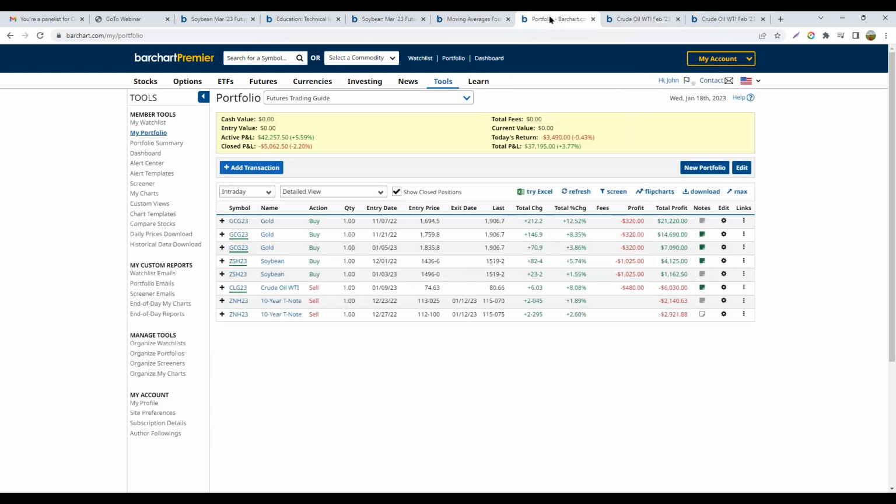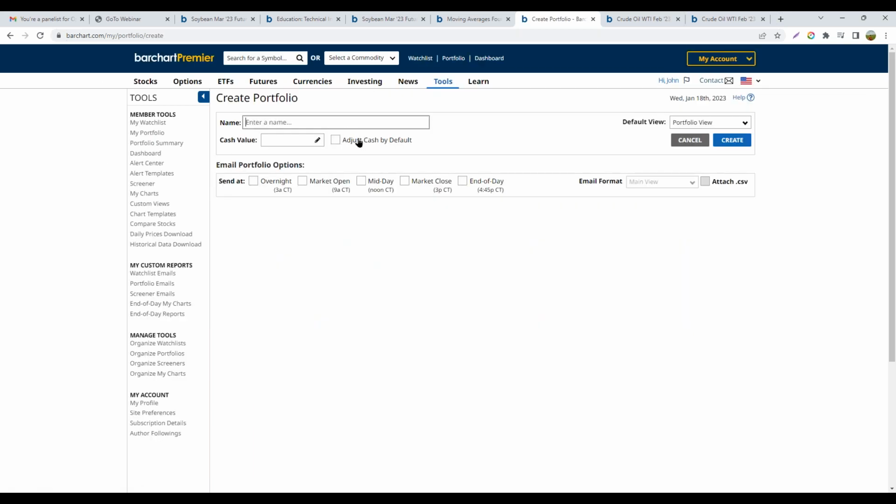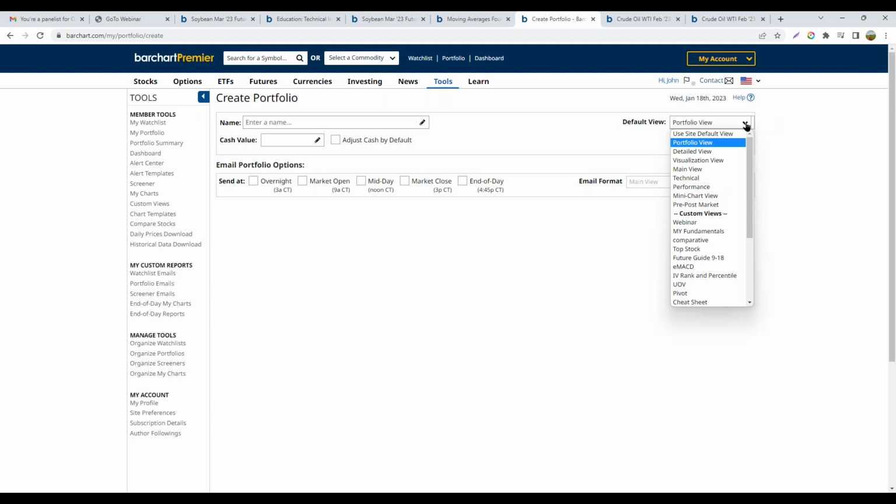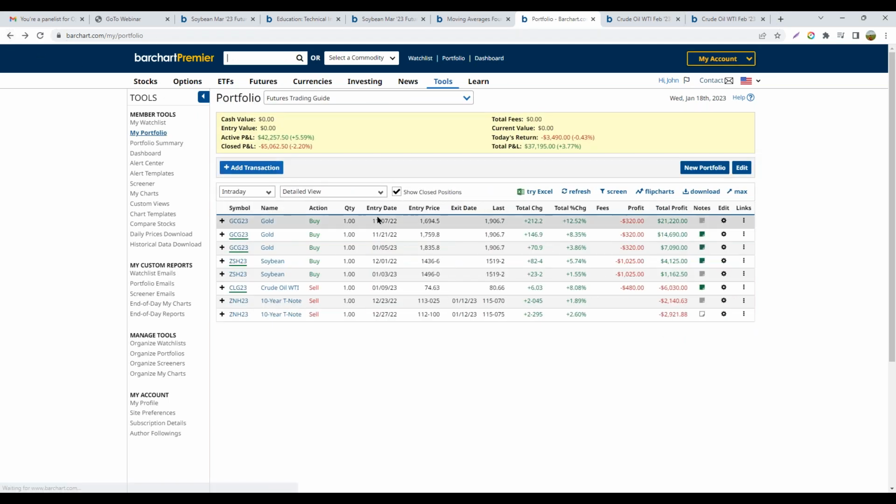So what I've done is I've created a portfolio here. And if you're not familiar with how to create a portfolio, it's really easy. Just go into the portfolio here, add a new portfolio, and you can name it. I would recommend that you send that portfolio to yourself at least at the end of the day. Now, for demonstration purposes, I use the default for detail view in my portfolio, and that's what's going to give me the details of the trade.